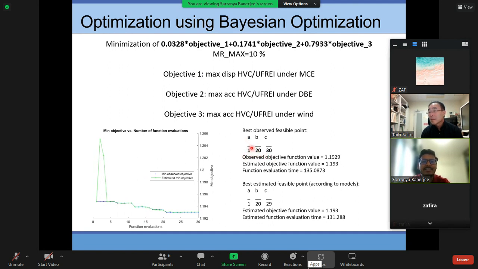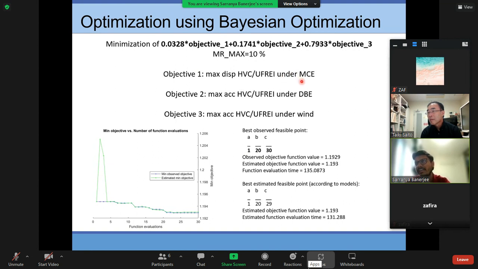The mass ratio of the TMD for the earthquake is 0.001, so this is the minimum value. It means that the TMD for the earthquake is not needed. The reason for that is, one, the weight function is very low, and two, the displacement under the maximum considered hazard.